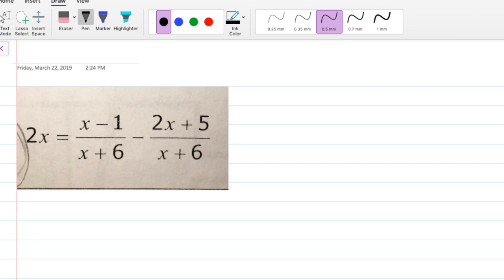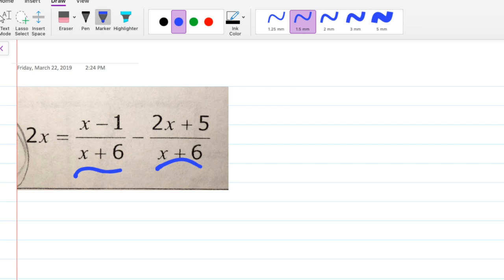Now, looking at this question over here, we are fortunate enough to see that these already have a common denominator. So this question is actually going to be really simple to solve. The only thing that we really have to do is rewrite it. So let's just go ahead and do that. 2x, we're going to leave that the same.